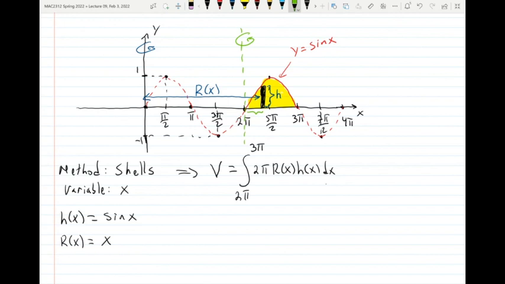Notice that x is bigger than 2 pi. X is between 2 pi and 3 pi. X is this position right here. This position here is x. So remember, you do right minus left. So x minus 2 pi. That would be this little distance here.